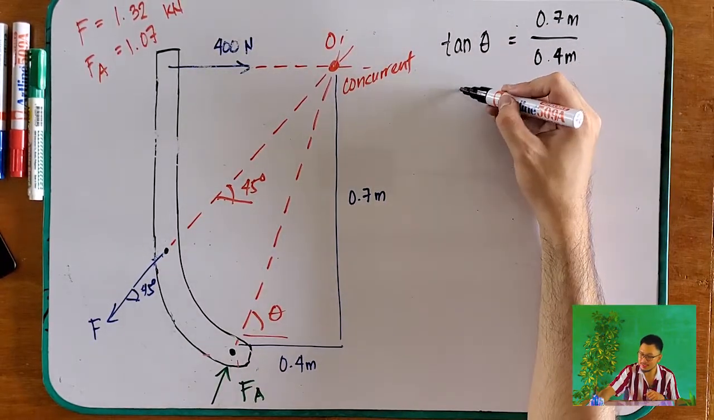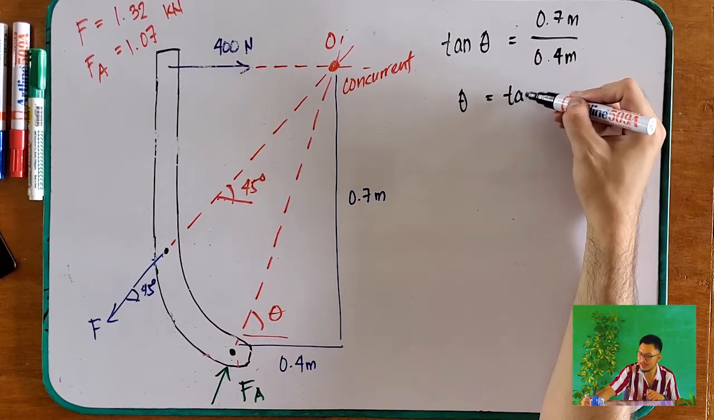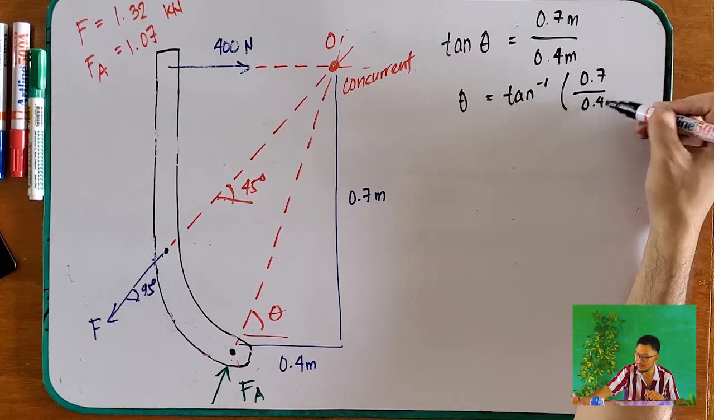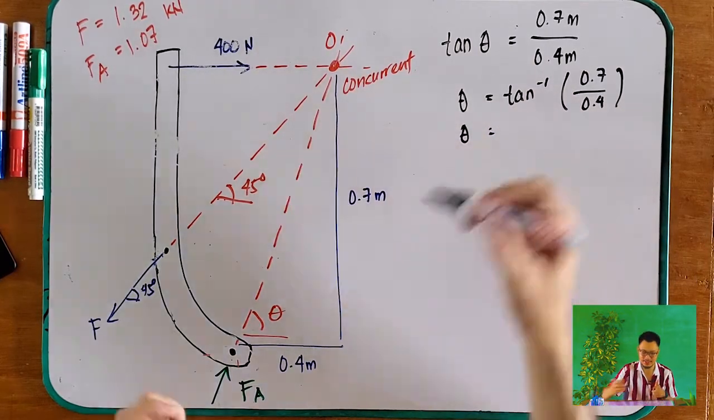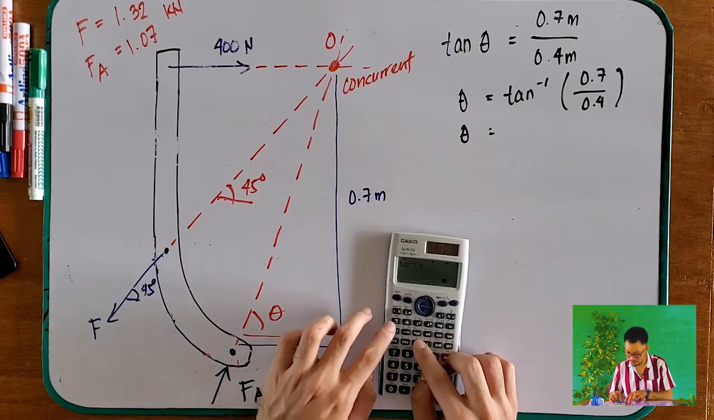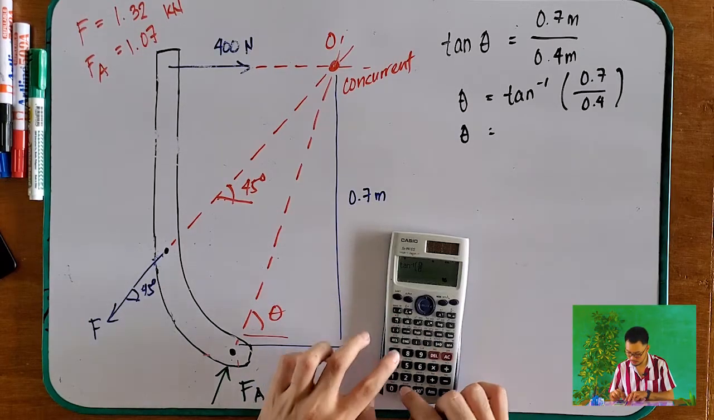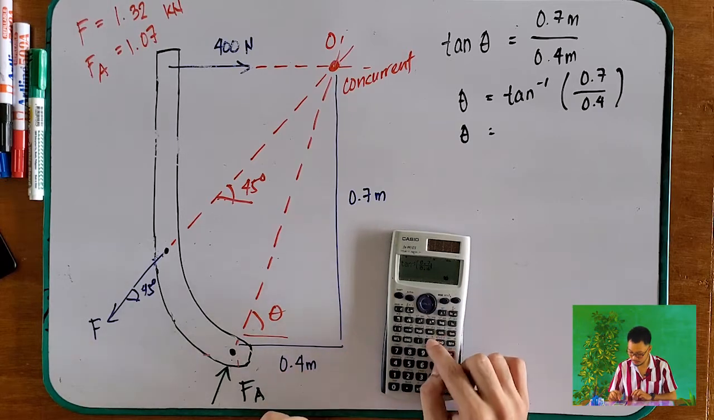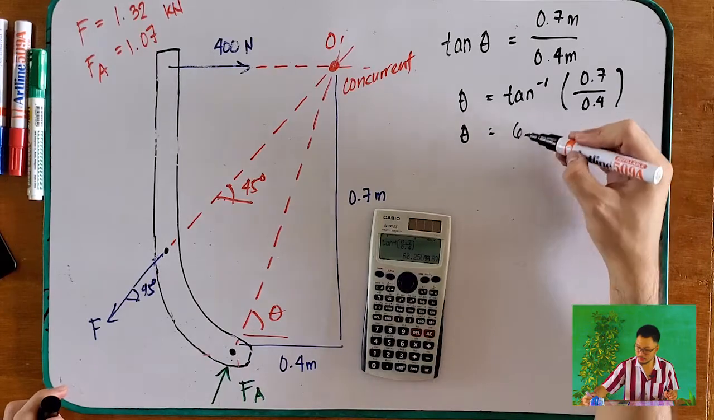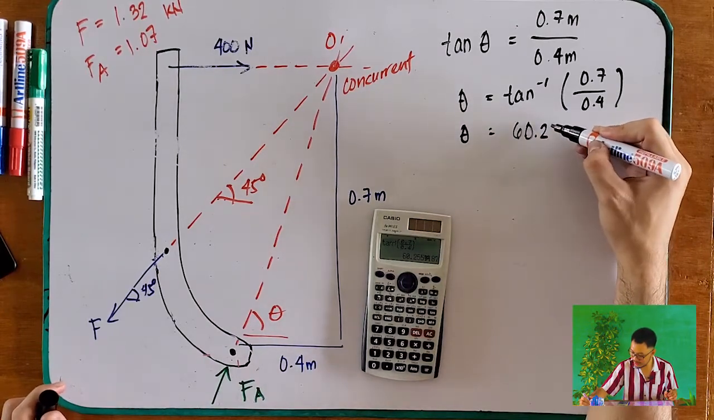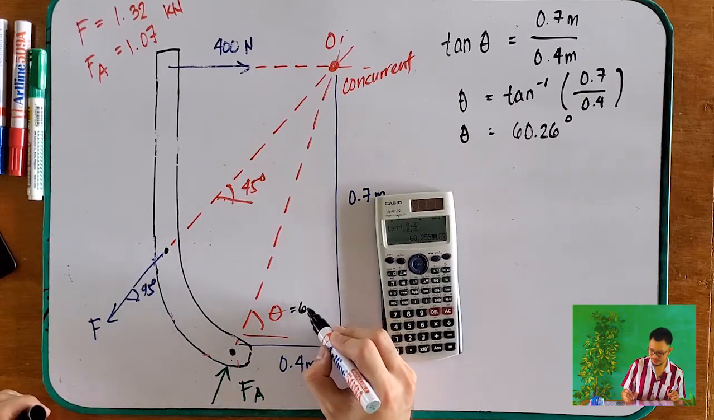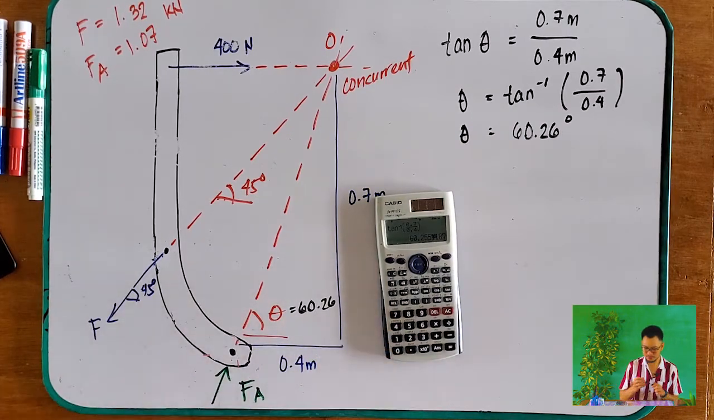So that is inverse tan. Ah, I'll just go straight to 0.7 over 0.4. So that is 60.26 degrees. So this one here is 60.26. Okay?